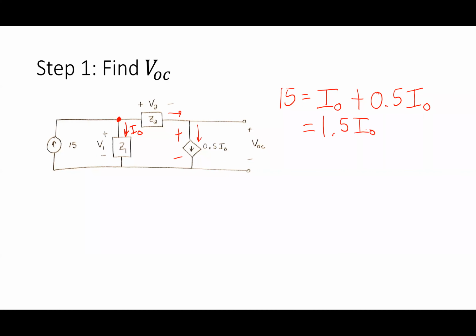All right. So 15 equals 1.5 I naught. That helps me some, right? That tells me right there that I naught is equal to what? Well, it's 15 divided by 1.5. I'd use my calculator for this. It's 10.